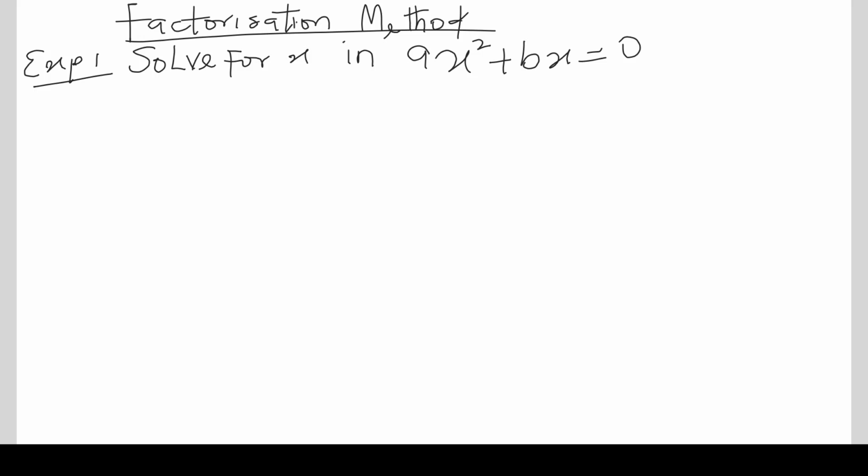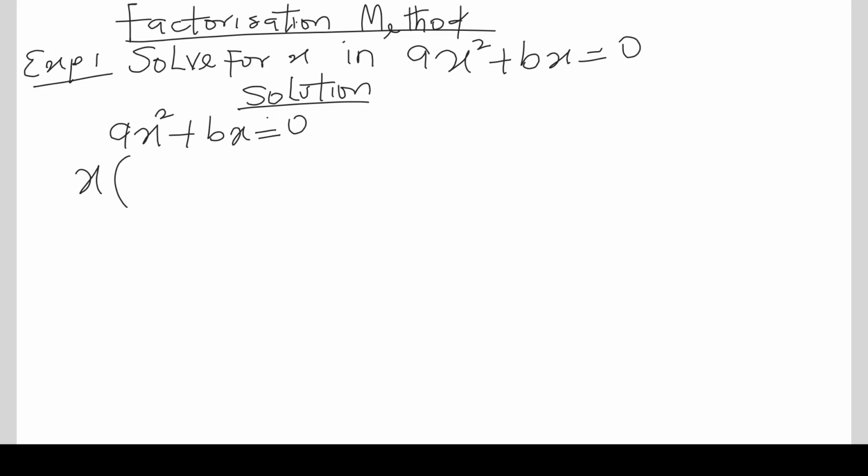When you are faced with a question that looks like this, all you just need to do is write it out: ax squared plus bx is equal to 0. Then we factorize. x is common, so we have x into bracket: x in ax squared is ax, then plus x in bx is b, everything equal to 0.